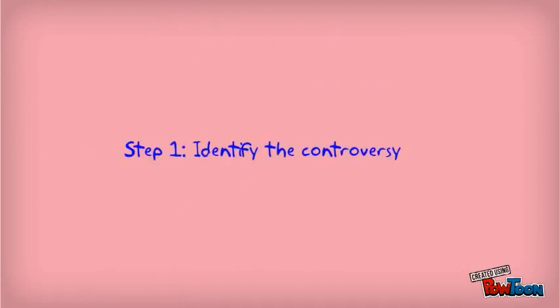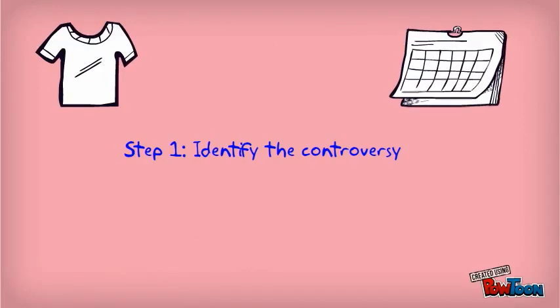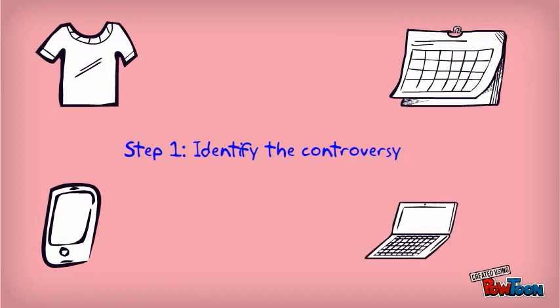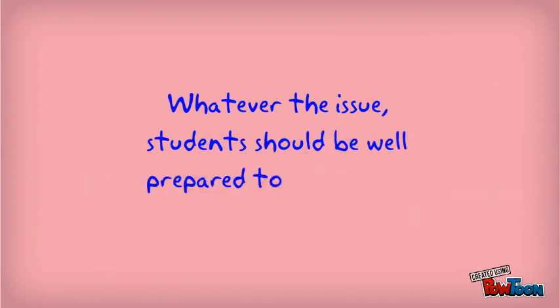The first step in academic controversy is to identify the problem. Here are some examples of topics you could use. Should uniforms be mandatory in all schools? Should schools run all year? Should cell phones be prohibited in class? Should technology be used for all students? Whatever the issue, the teacher should ensure that students are well prepared to discuss the topic.